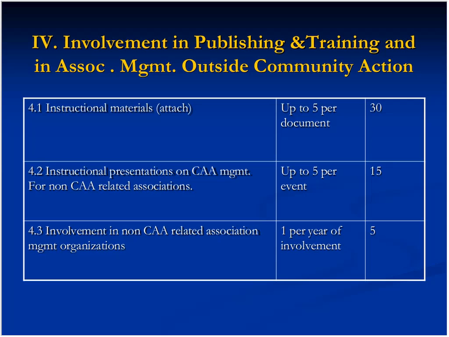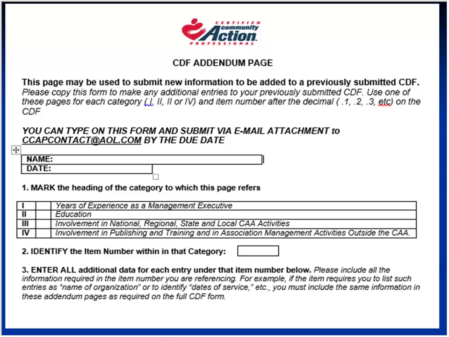Okay, so I'm going to do a summary section with some reminders. First of all, I'm showing you the candidate data form addendum page. As I mentioned earlier, the CCAP candidacy lasts for 3 years, and you are able to add to your candidate data form after your first submission. You don't have to submit a complete new candidate data form. You just use this form.